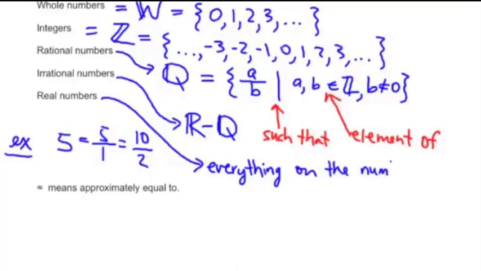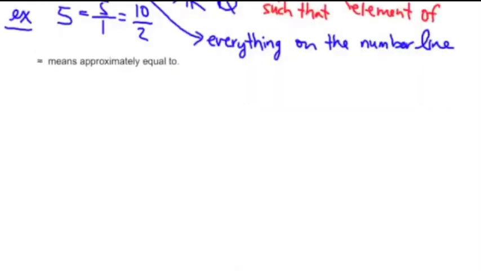Any number you can think of, basically. So the set of irrational numbers. Oh, and here's another little note about notation. The squiggly equal sign just means approximately equal to, which is very different than the regular equal sign. Okay, so another example about irrational numbers.